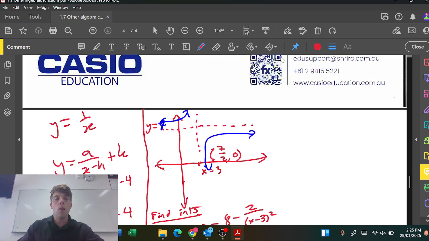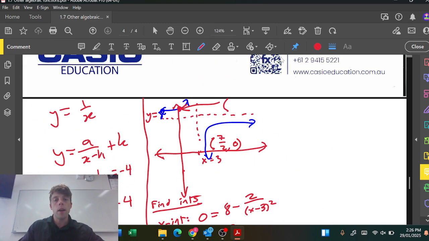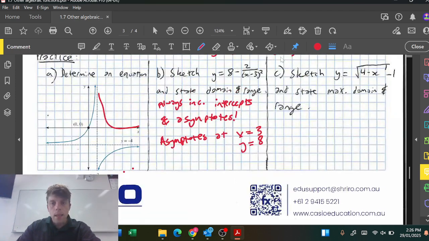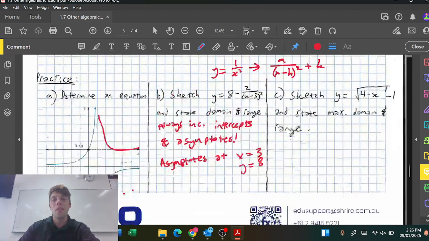So therefore, our intercept just up here is going to occur at that point where this line, the hyperbola, crosses through the y-axis. That is going to occur at 70 over 9. So 0, 70 over 9. Done. Okay. That's how you answer a question like that, and you'll do it a little bit neater than how I've done it there with the stylus.